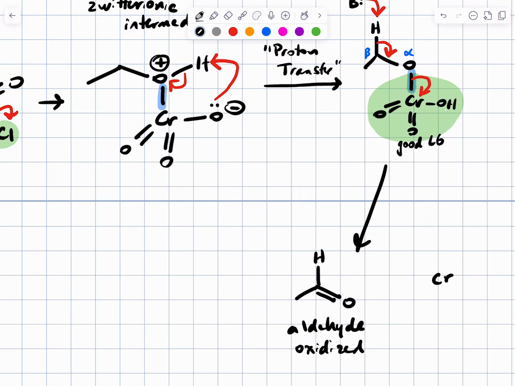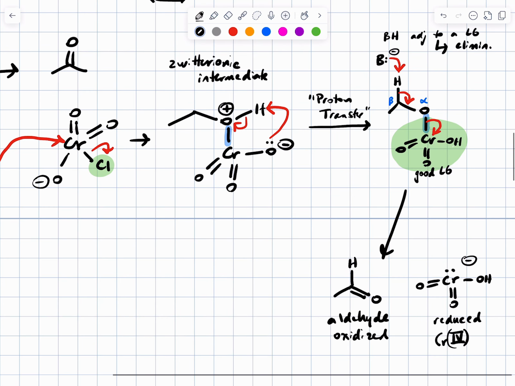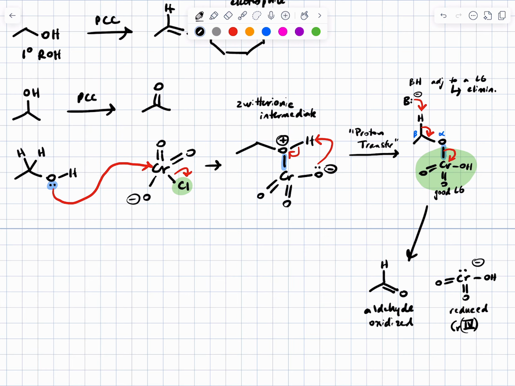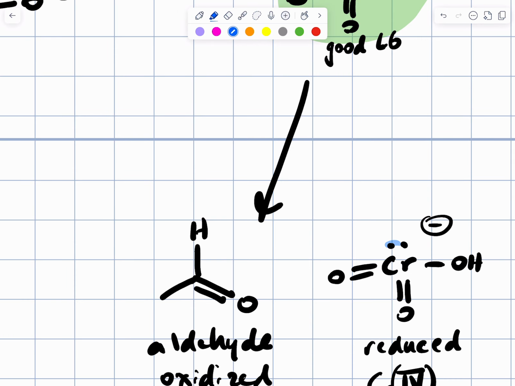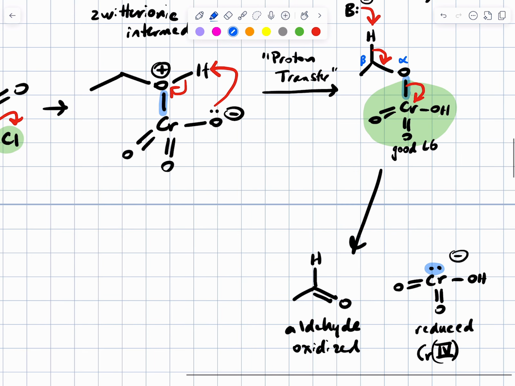Another byproduct that we can draw here, and we're going to forget about it and not worry about it, but this is the leaving group, and it has been reduced. If you go through and figure out its oxidation state, this is now chromium, and you don't need to know how to do this. This is now chromium 4 instead of chromium 6. Its oxidation state has gone down by 2 because it now has the 2 electrons that were the lone pair on the oxygen.